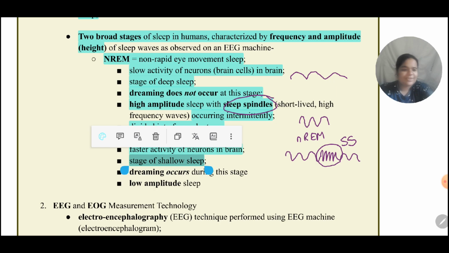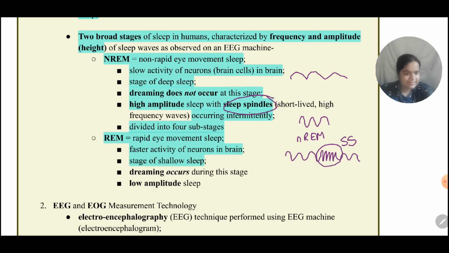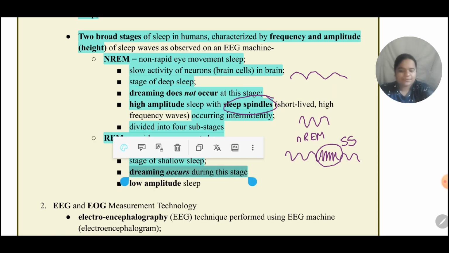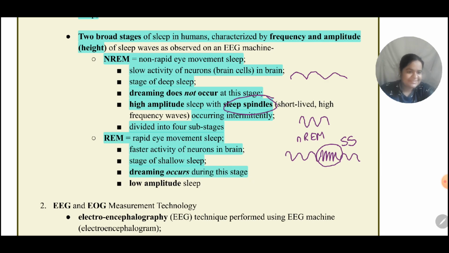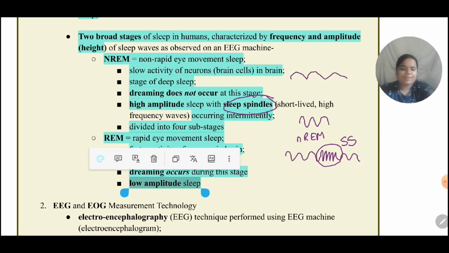This is a stage of shallow sleep, and we don't really feel rested in this stage, and as we would expect, dreaming occurs during this stage. The fast activity of the neurons is indicative of the fact that neurons are generating a lot of sensations and images in our mind, and that is why these sleep waves are occurring very fast. So this is definitely the stage in which dreaming occurs. This is also known as low amplitude sleep.